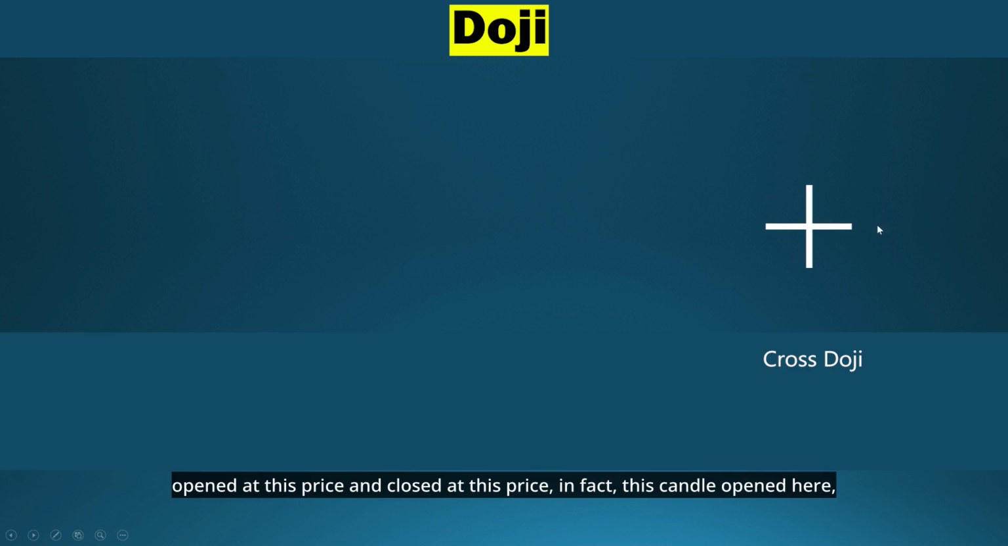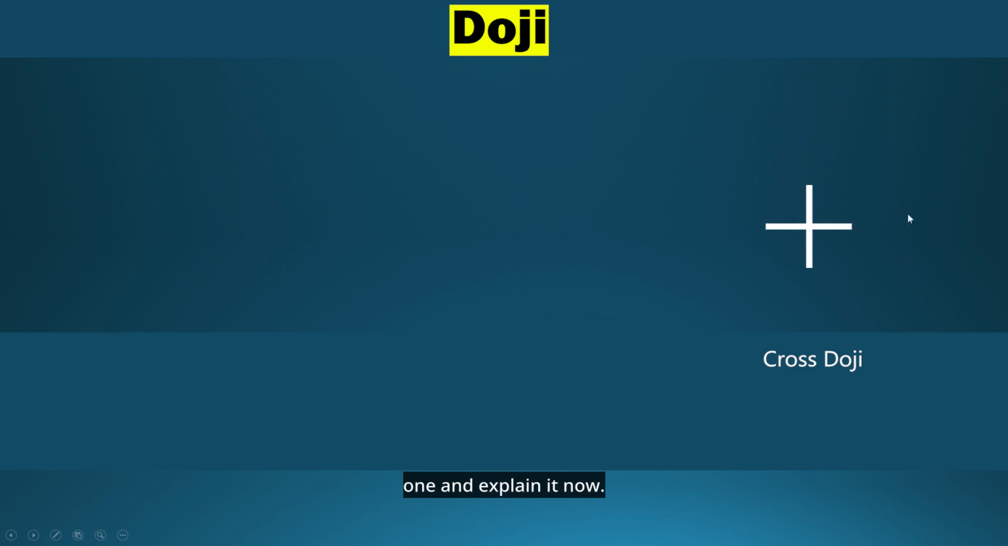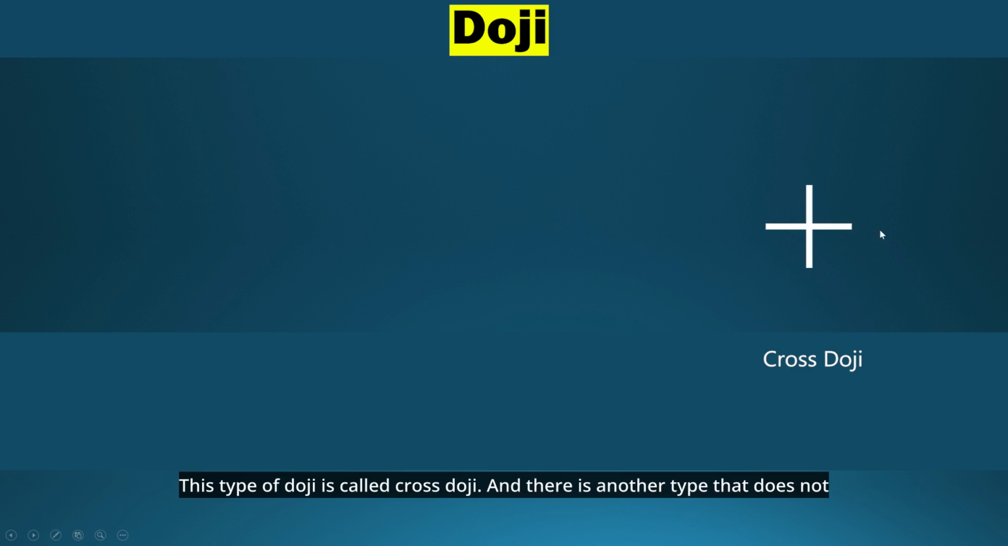In fact, this candle opened here, and in that period of time, the highest price it reached was here. So it is the high, and this was the lowest price reached, which means it will be here, low. But this candle closed again at the same price it opened. So this candle is called a doji, which has different types. And I will show you one by one and explain it now. This type of doji is called cross doji.